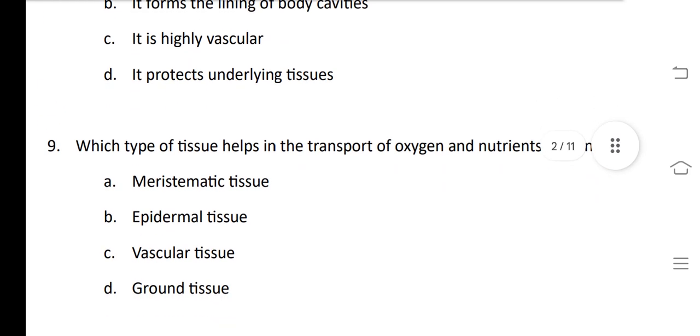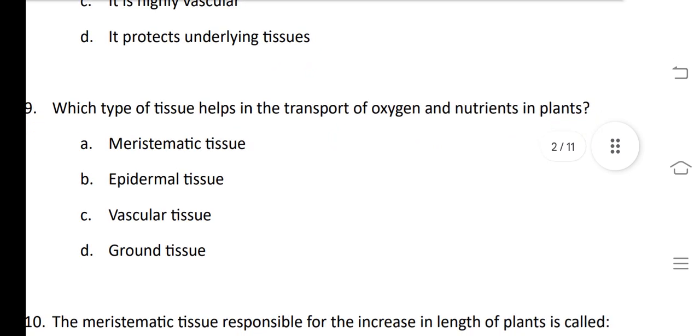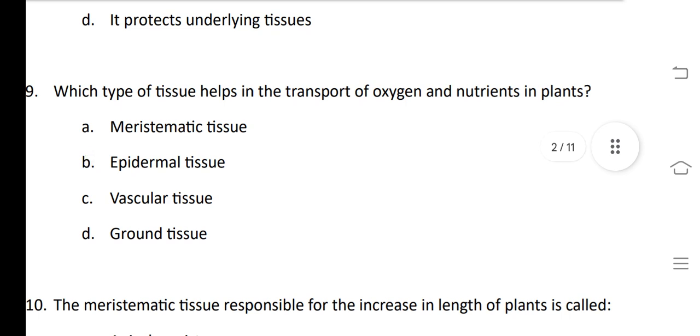Our next question is, which type of tissue helps in the transportation of oxygen and nutrients in plants? So in case of plant, it is said which tissue will transport oxygen and nutrients. Nutrients in the plants are transported by xylem and phloem, which is a part of vascular tissue. So here answer will be option C.